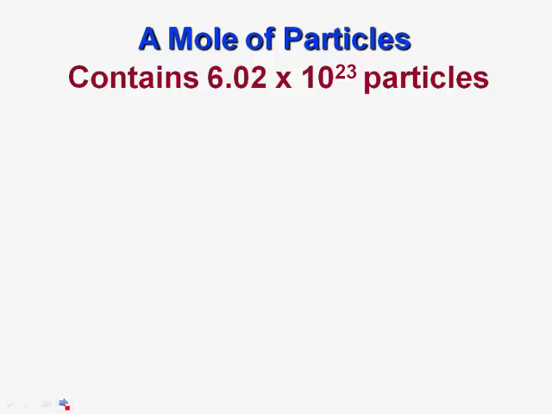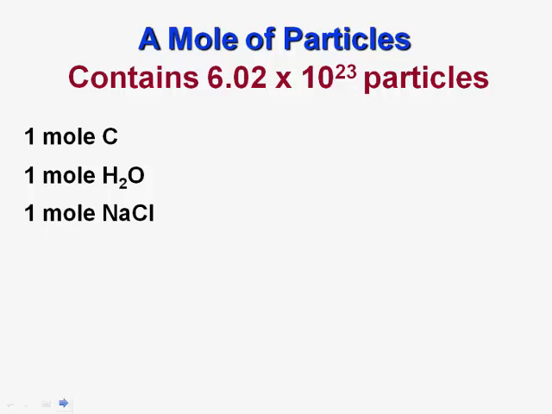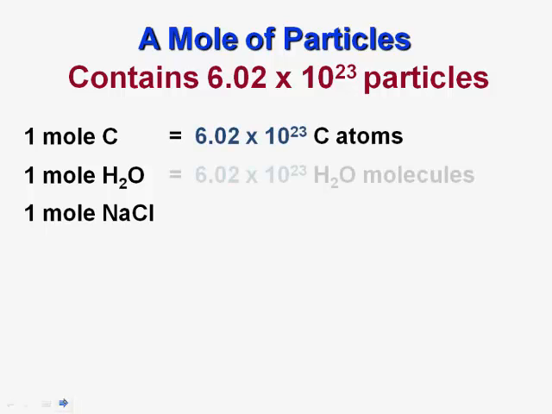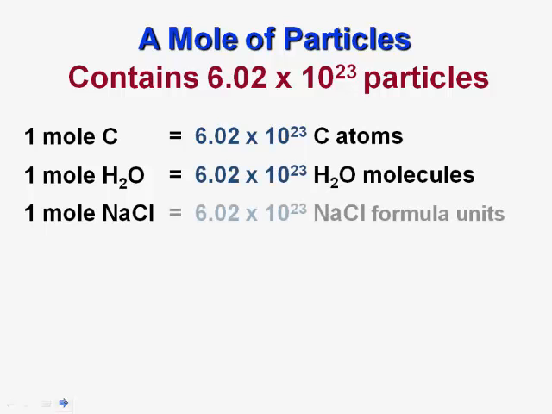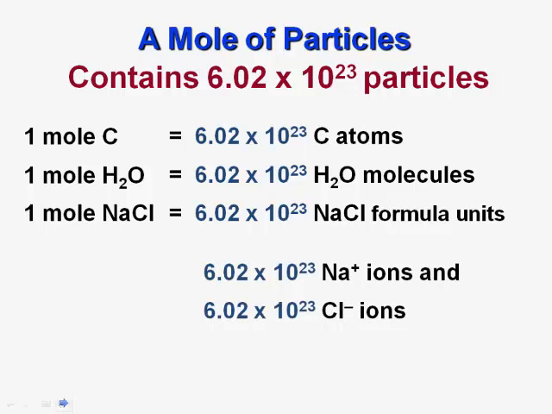Okay, and we could be talking about, in this case here we have carbon, an element, or water, a molecule, or sodium chloride, a formula unit. But a mole of each of these is the same. Okay, and if we're talking about our ionic substance, if it's 1 to 1, then if we have 1 mole of sodium chloride, that means we have 1 mole of sodium ions and 1 mole of chloride ions.